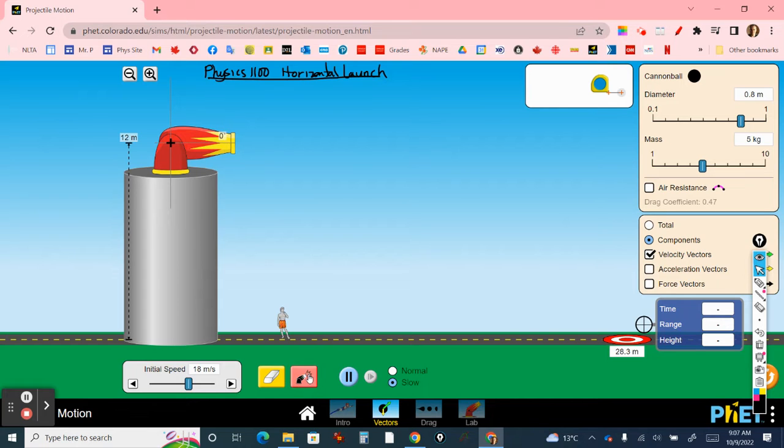So here's what's going to happen. I have the components of the velocity vectors turned on, so let's have a look at that again. And I'm going to freeze. This is the horizontal component of the velocity. I have this turned down on slow, but it's still a bit hard to see. But that never ever changes. The horizontal component of the velocity is not affected by gravity. It stays the same the entire time the projectile is in the air.